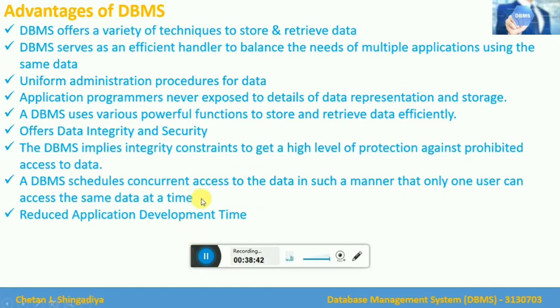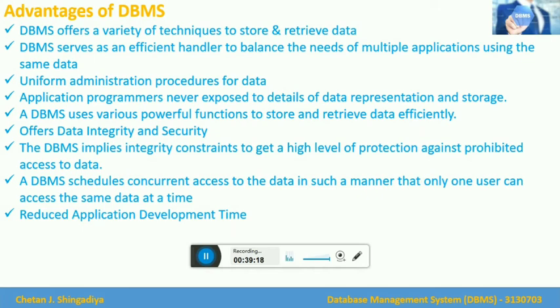Now let us see what are the advantages of database management system. The first advantage is it offers a variety of techniques to store and retrieve the data. The second advantage is it serves as an efficient handler to balance the need of multiple applications using the same data. And the third advantage is the uniform administration procedures for the data is available.